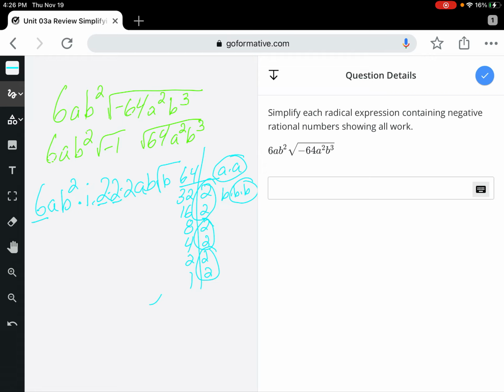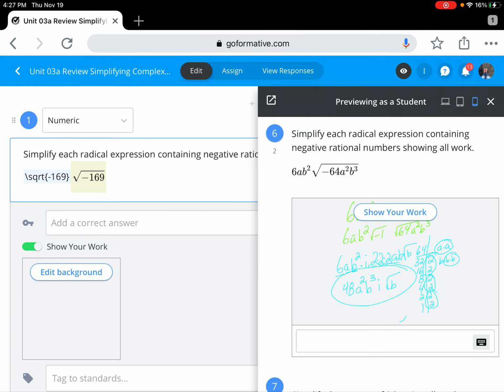I write that out. 6 times 2 is 12. 12 times 2 is 24. 24 times 2 is 48. I have 2 a's, so that's a squared, b cubed, i radical b.